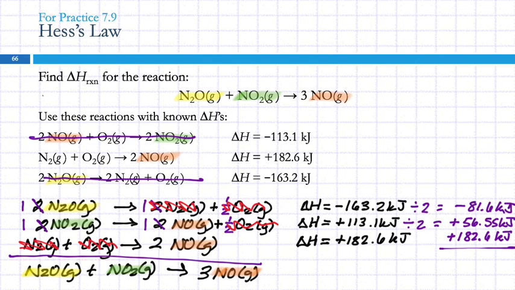So I added those equations together. I'm going to add the delta H's together with the changes that I made to them. Negative 81.6 plus 56.55 plus 182.6 plus 157.55, and so that should be 157.6 kilojoules.